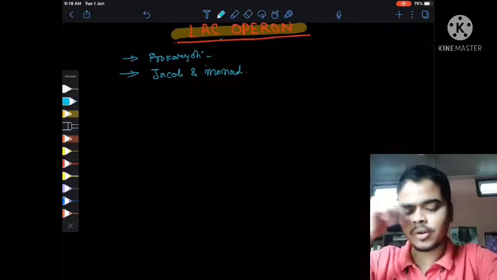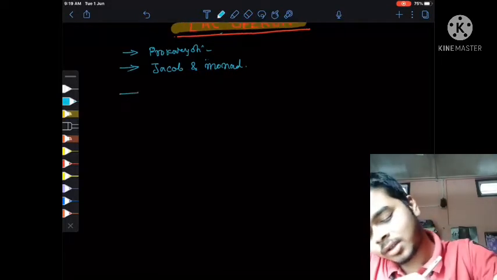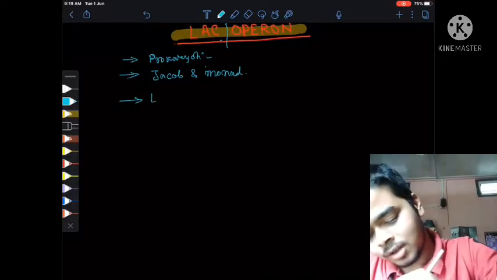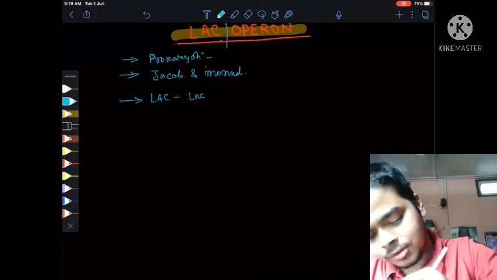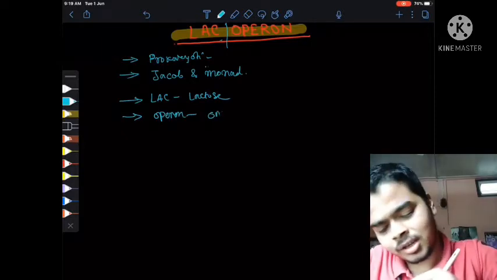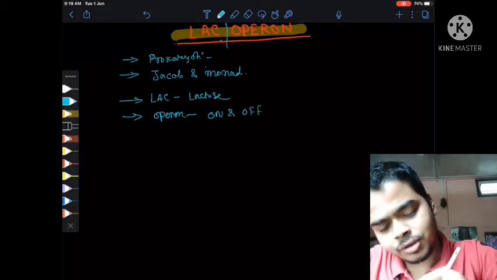The lac operon is given by Jacob and Monod. And the third point, if we divide the lac operon into two words, then here lac means lactose, and operon. Operon is nothing but a switch. It is like an on and off switch.